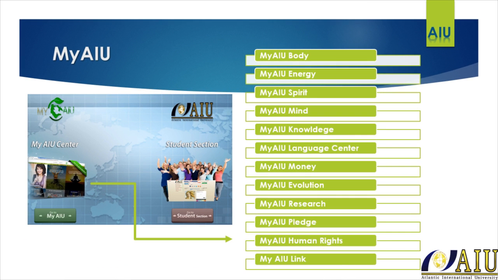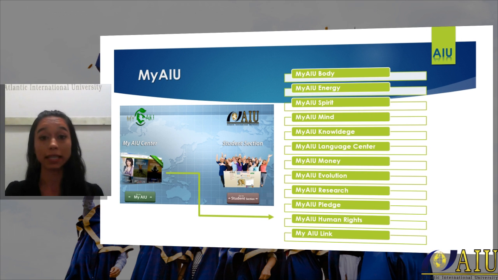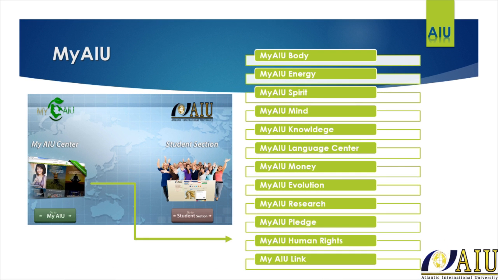On your left, My AIU is a very important part of our university because this is what makes us unique. We want you to be the best you can be within your education. We want you to take advantage of your program, but AIU has 11 different elements that can help you improve not only in your academic life, but also in your daily life. It has My AIU body, energy, spirit, different aspects and elements that can definitely help you take advantage of the whole program and also take advantage of all your skills and knowledge so that you can become a better human being at the end of your program. So we encourage you to use it. Every time you log in, you have access to it. There's new updated things every day, so make sure that you visit it.